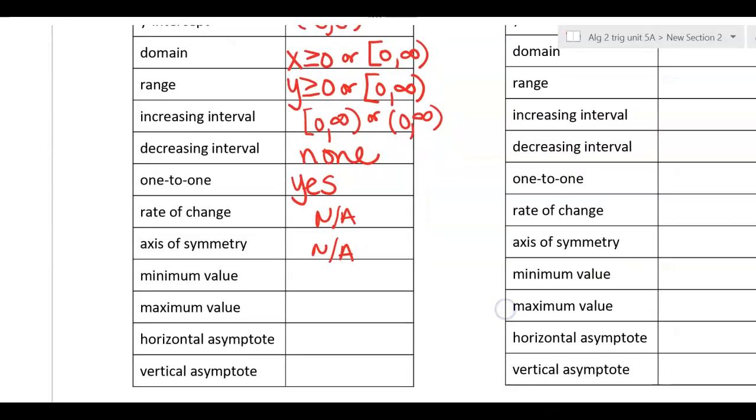Minimum value. What's the lowest value that this graph hits? 0. What's the highest value that this graph hits? Right, it's infinite, so we say no maximum value, okay? None. And then asymptotes are not applicable for this function either.